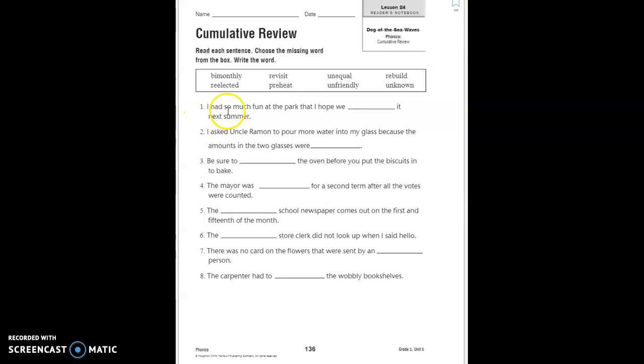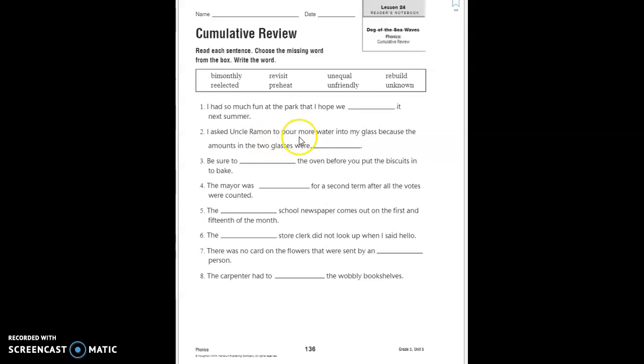Number 1. I had so much fun at the park that I hope we blank it again next summer. So what will we do at the park? Let's take a look. Bi-monthly, re-elected, revisit, preheat, unequal, unfriendly, rebuild, unknown. Okay, if you said revisit, you are correct. So put the word revisit in there and remember to spell it correctly because it's right there. Okay, that's your given for today. Let's go to number 2.